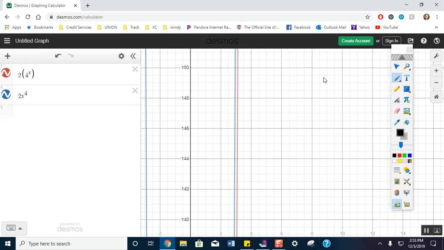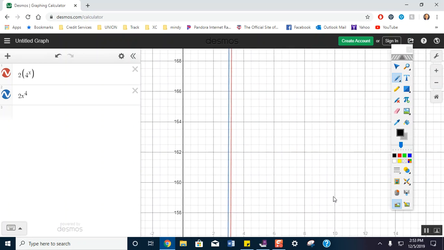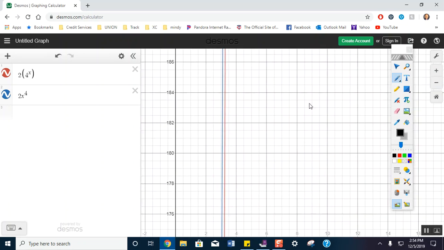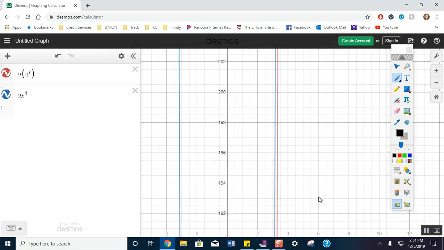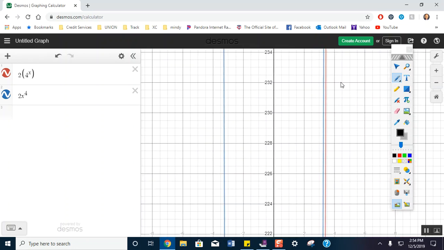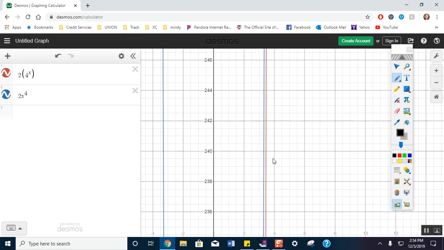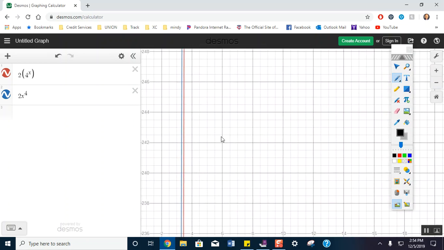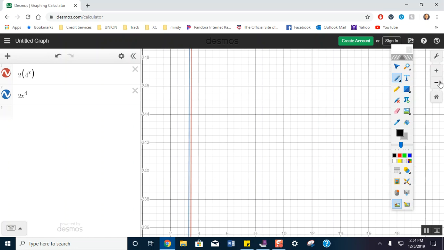Is that red function ever going to catch up again? Doesn't look like it, does it? Has to, though. Wow, we picked a good one.